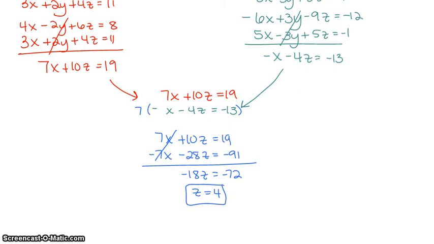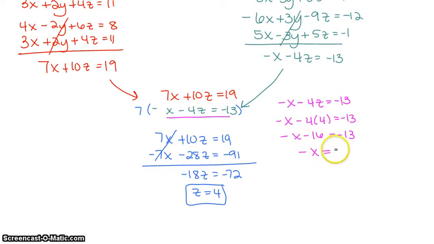Alright, so now that we have z is equal to 4, I go back to the system that we just solved that had the x's and the z's, and I'm going to choose one of those equations. I'm going to choose the simpler one, so I've got a negative x minus 4z is equal to a negative 13, and we use that z value that we just found, so negative x minus 4 times 4 equals a negative 13, negative x minus 16 equals a negative 13. Move that 16 over, a negative x is equal to a positive 3. Therefore, x is equal to a negative 3.